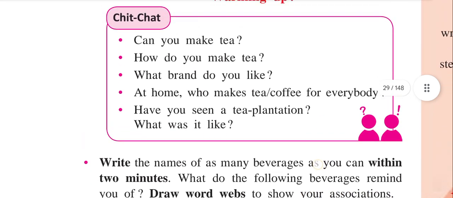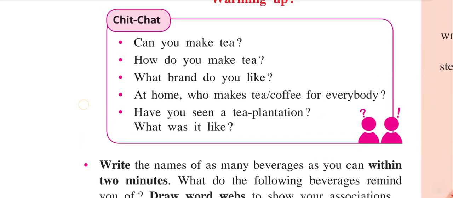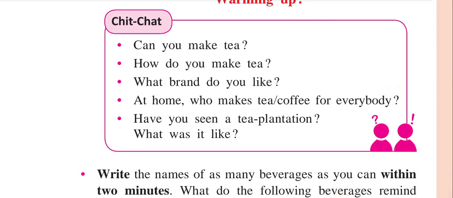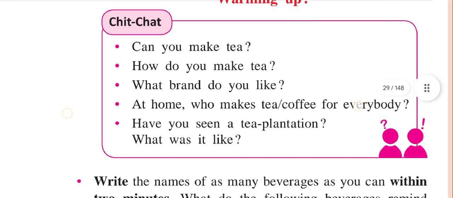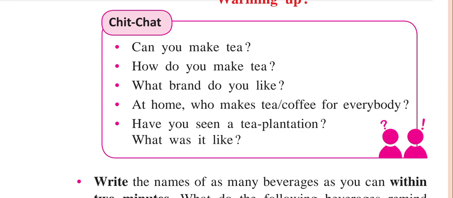The second question: How do you make tea? You say yes, I make tea, then you have to tell the process of making tea. Okay. First, I take water in a bowl and I will boil the water, and after few seconds I will add tea powder and sugar, and after that I will add the milk, ginger, and after boiling few seconds I will serve the tea. Okay, so thus I make the tea.